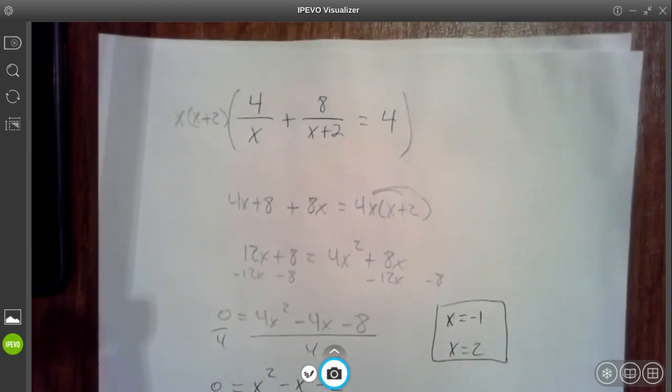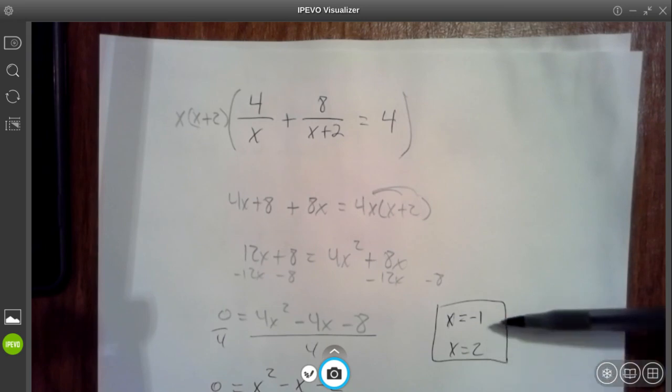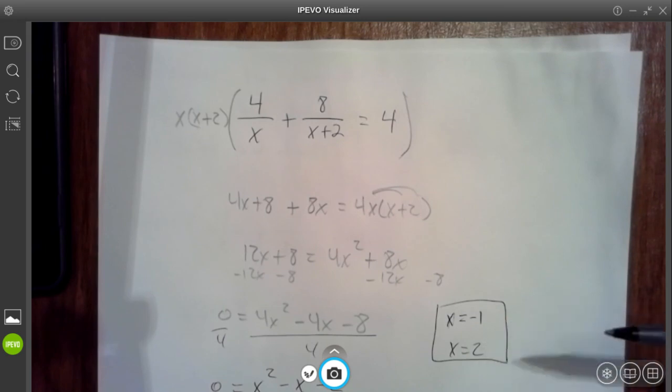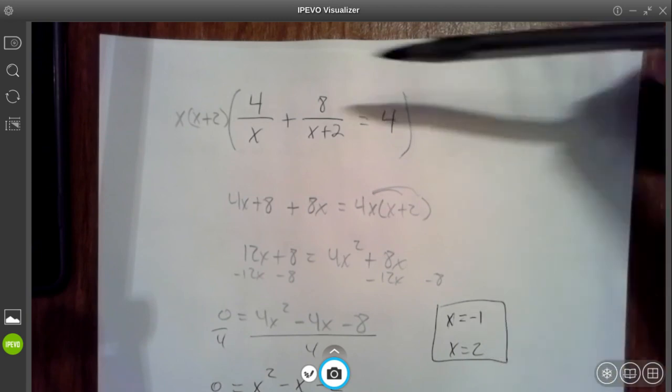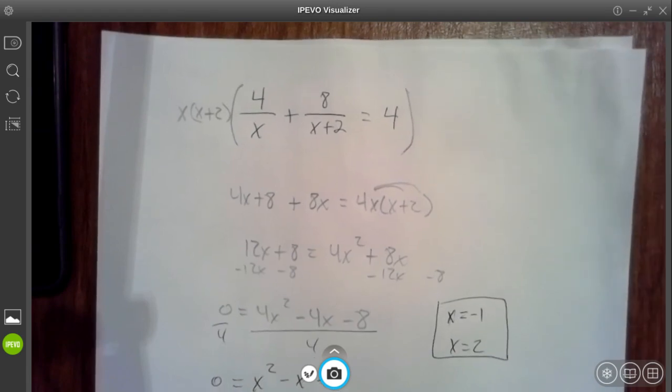You would want to go ahead and plug these answers back in. It's not so important right now. As long as you followed the steps correctly, these will be good solutions, but I'll show you one later where you actually have to be careful. So if you want to check your answers, plug these in for x and see if you get 4. All right, we'll do one more.